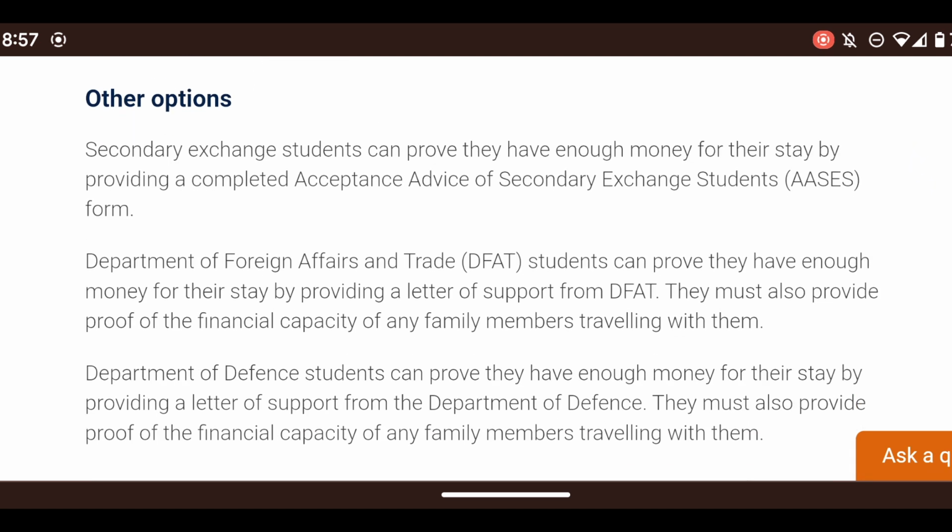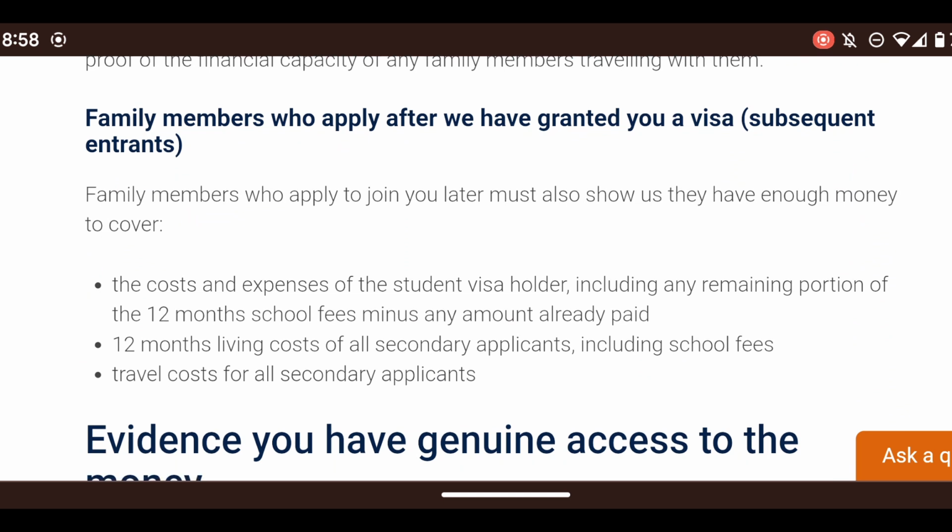However, if you are an exchange student, you are just transferring your study from other schools, you just need to show them proof that you can afford the schooling and you can provide for yourself. And if you are from the Department of Foreign Affairs or Department of Defense and so on, you just need to prove that you have enough money, so they don't need all these details.